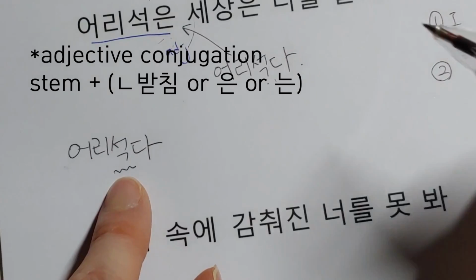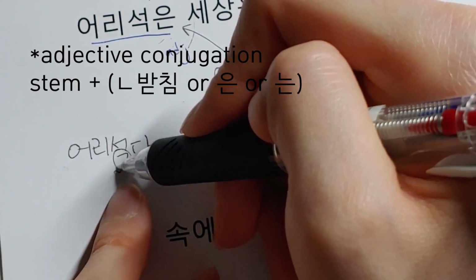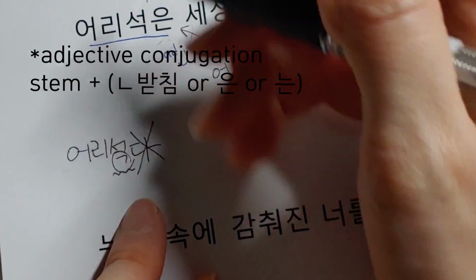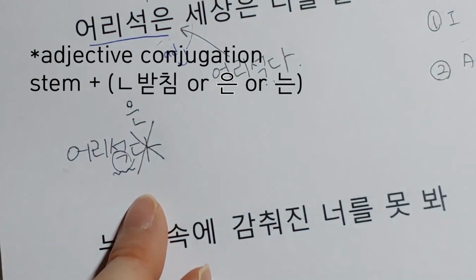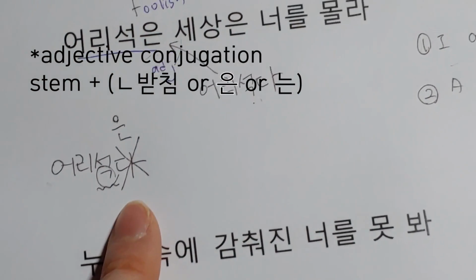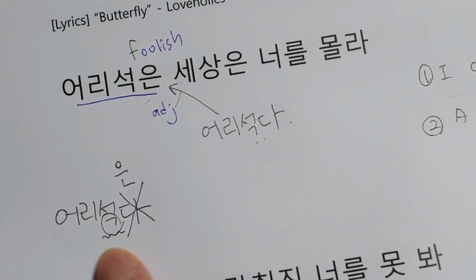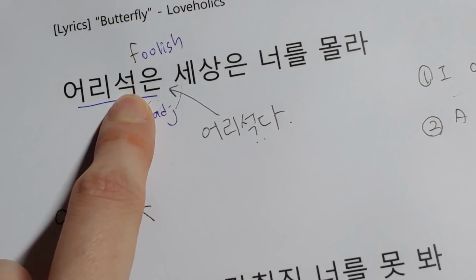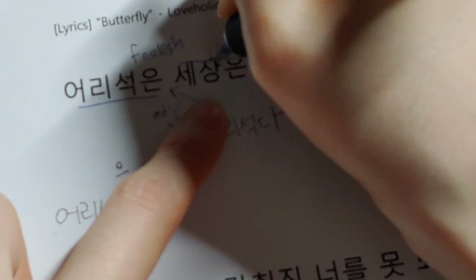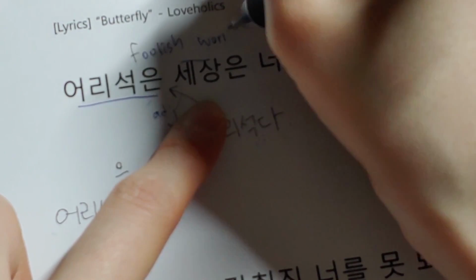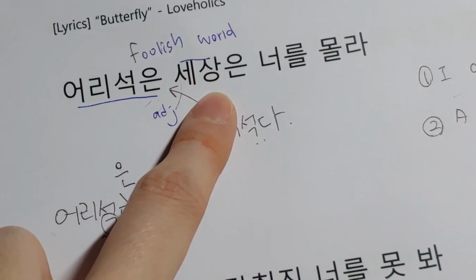The last letter of the adjective has 받침. So in this case, you simply put 은 to make it a modifying adjective. So that's how it became from 어리석다 to 어리석은. And 세상 means world. So it means a foolish world.